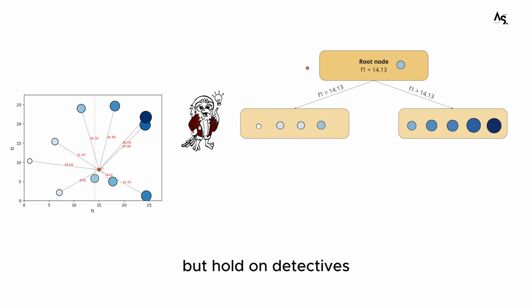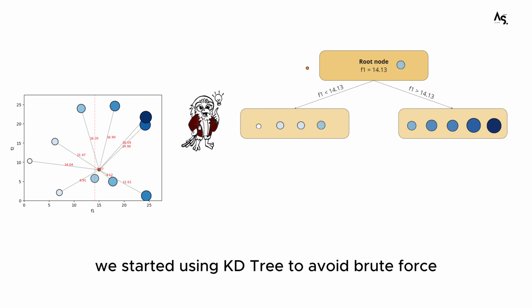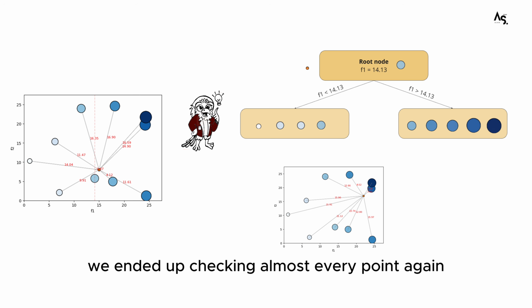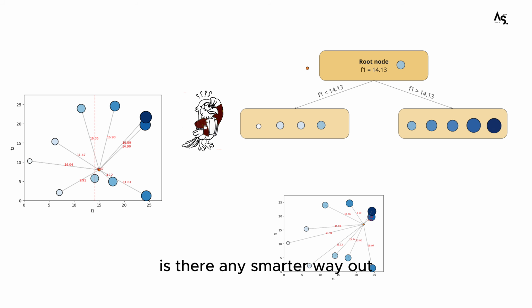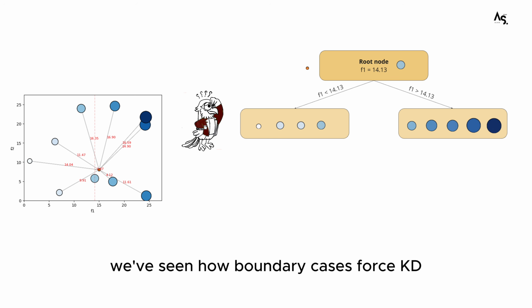But hold on, detectives. We started using KD tree to avoid brute force, but in this case, we ended up checking almost every point again. This feels like we're back to square one. Is there any smarter way out? We've seen how boundary cases force KD tree to check extra distances. Let's see if we can make KD tree more efficient by increasing its depth.